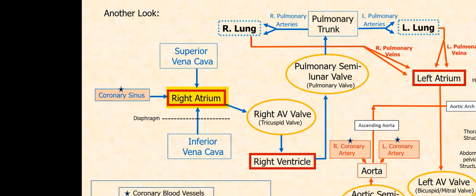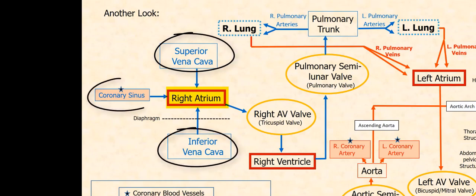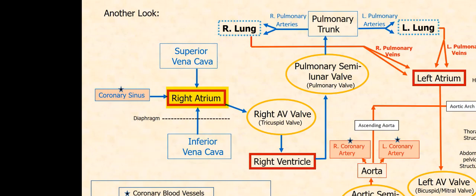We have three major systemic veins: the superior vena cava, inferior vena cava, and the coronary sinus. The superior vena cava and the inferior vena cava are great vessels of the heart and are the largest veins in the body. Systemic veins above the diaphragm, except the heart, converge into the superior vena cava. Systemic veins below the diaphragm converge into the inferior vena cava.